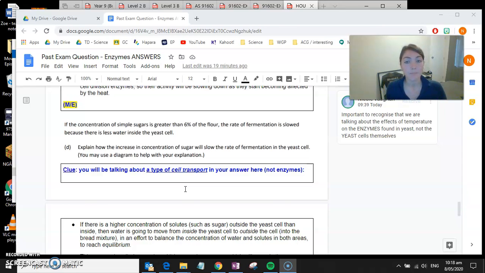So basically, we would expect that as we increase the amount of sugar, that more fermentation can be carried out to turn that sugar into CO2. But this question is saying, despite what you think, actually, if you increase the sugar too much, then fermentation slows down. And it's got something to do with water. What do you think that is? So the clue for this question was you will be talking about a type of cell transport. Again, the word water was highlighted here. It's got something to do with water.